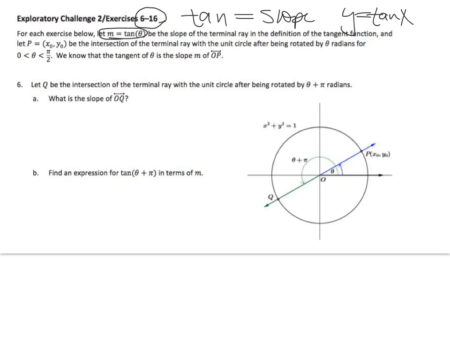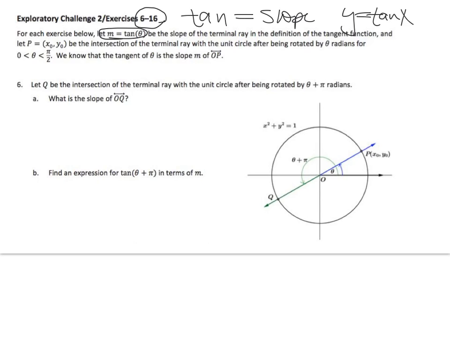Let P be the intersection of the terminal ray with the unit circle after being rotated by theta radians, for theta between 0 and pi over 2. We know the tangent of theta is the slope, m, of line OP.